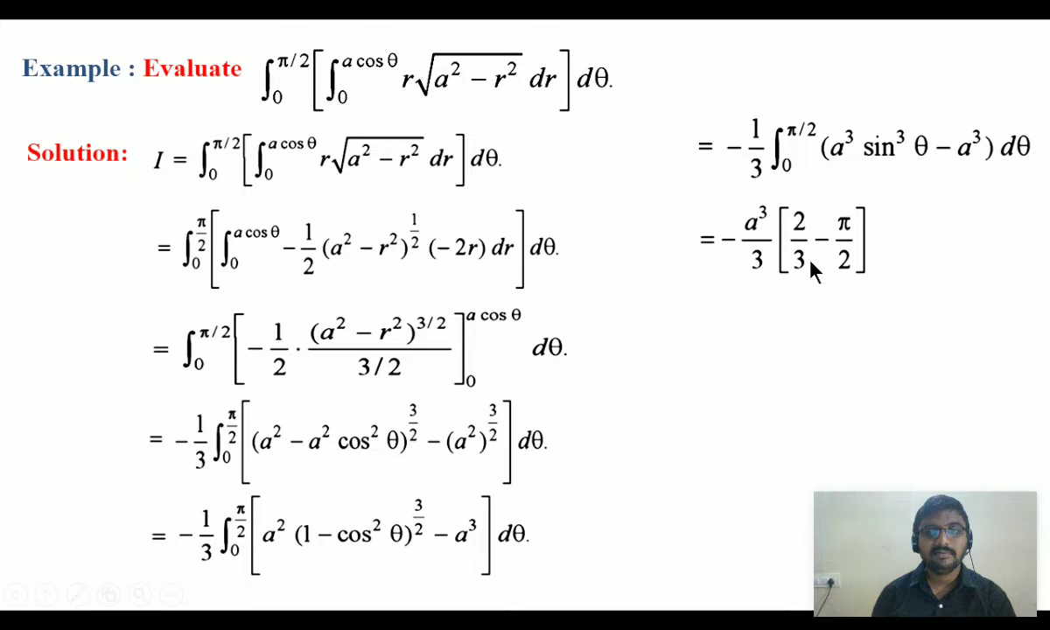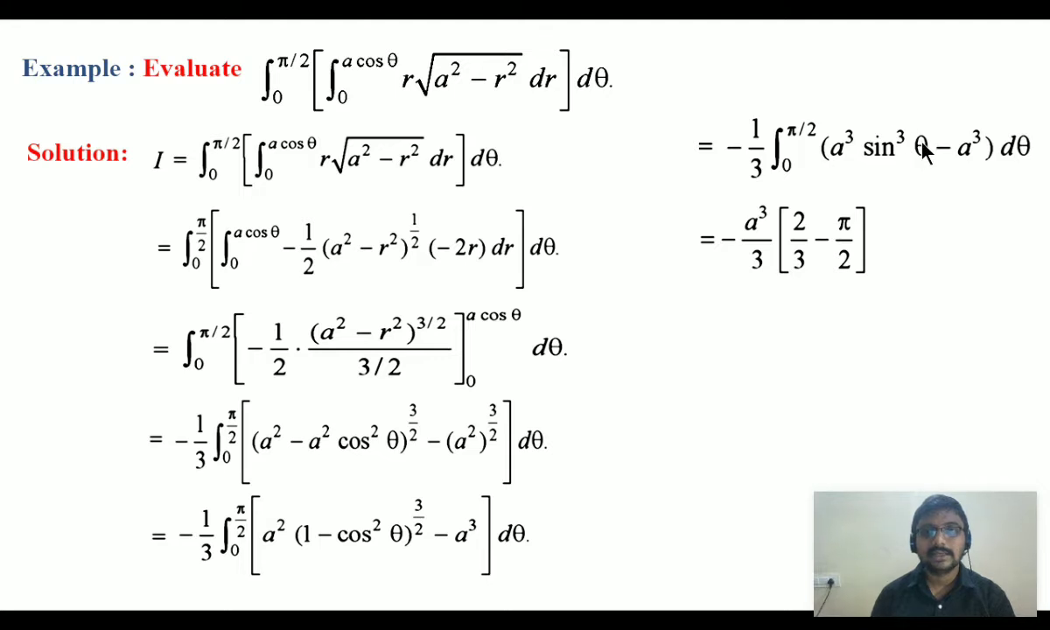Now taking a³ as common, minus a³/3. On simplifying, we will get 2/3 minus π/2, because sin³θ means integral 0 to π/2 sin³θ. Using the formula, integral 0 to π/2 sinⁿθ dθ is (n−1)/n into (n−3)/(n−2) into (n−5)/(n−4) and so on into 2/3 into 1 whenever n is odd. Here clearly n is odd. So using the definite integral formula, we will get 2/3 as the result of the first integrand.